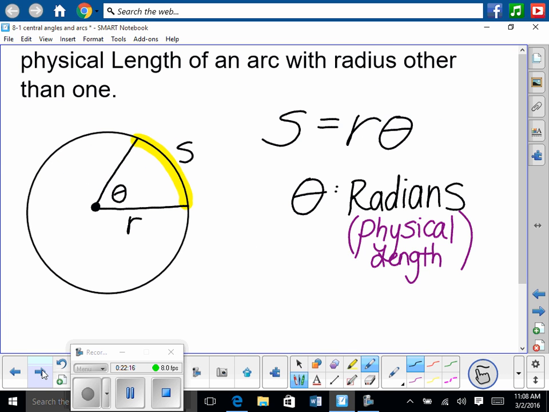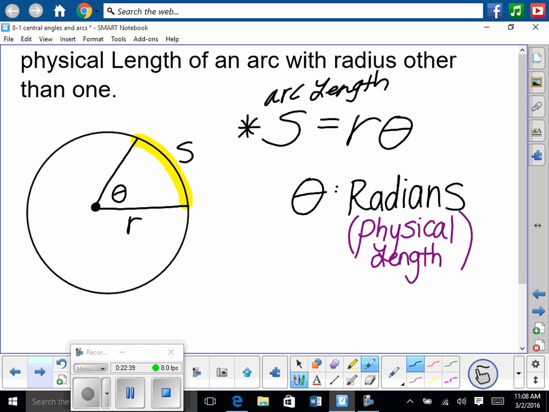So to find the physical length of any arc, you do have to account for your radius. So here's the formula for that. S is equal to R times theta. S just means arc length, so our arc length will be equal to radius times theta. Now theta does have to be in radians. We just talked about why: because theta in radians is the physical length.